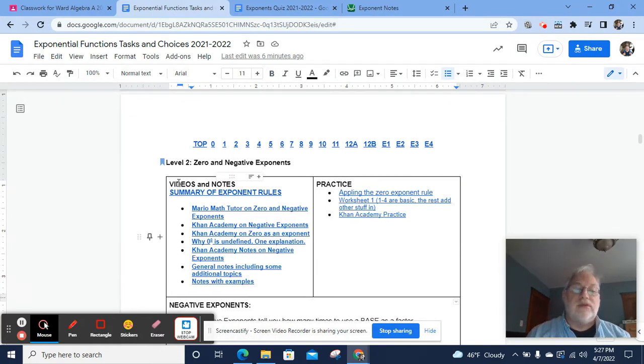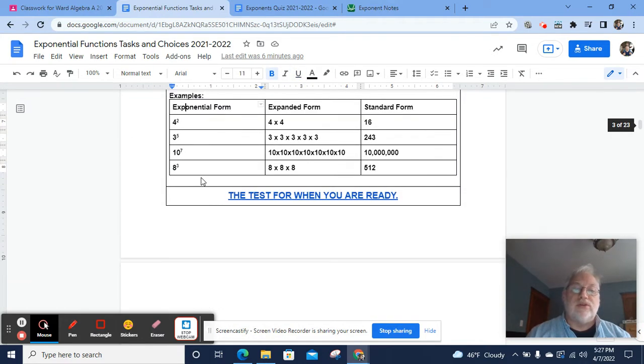And there's some notes. There's a little summary of exponent rules, which gets into some further stuff, but it gives you a pretty basic understanding of what a zero or negative exponent is. So those are resources for you.